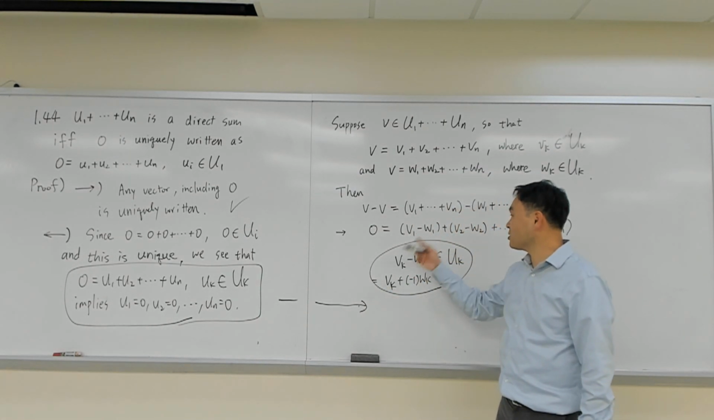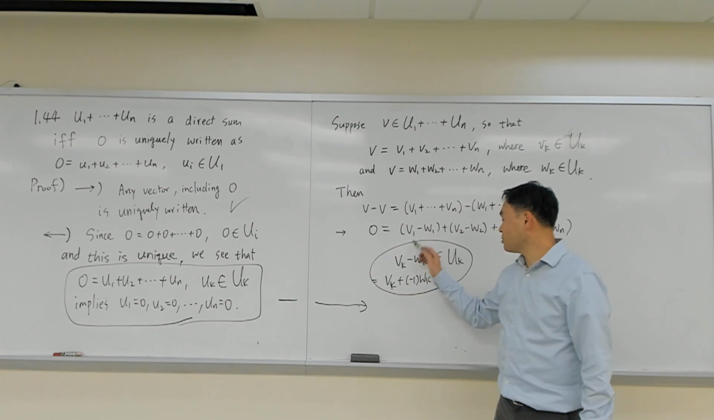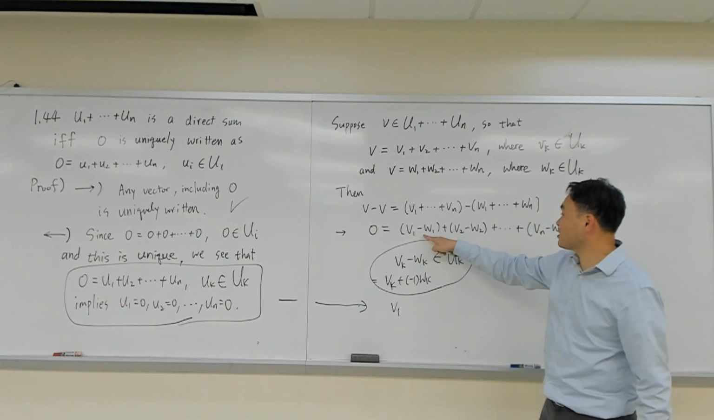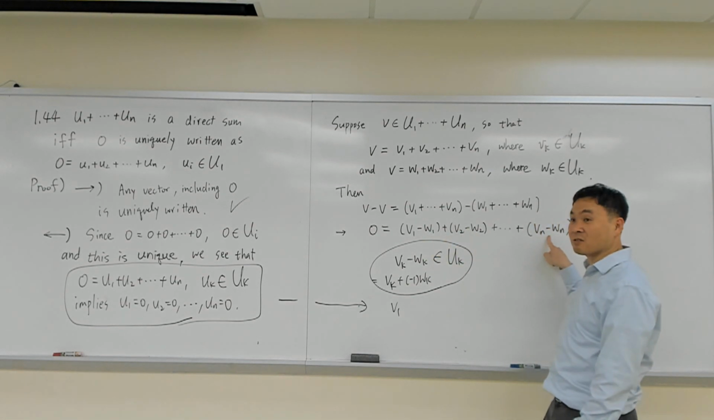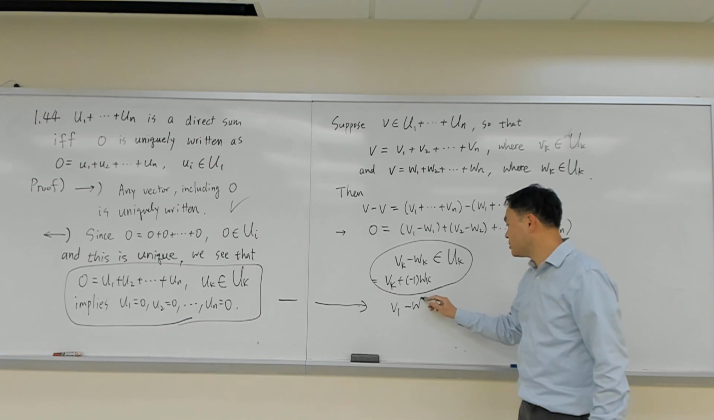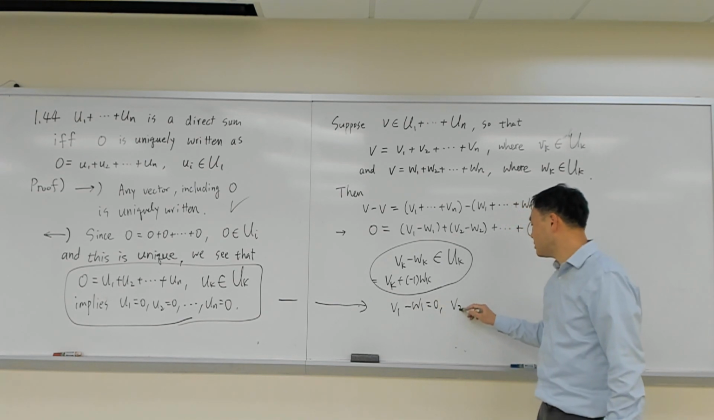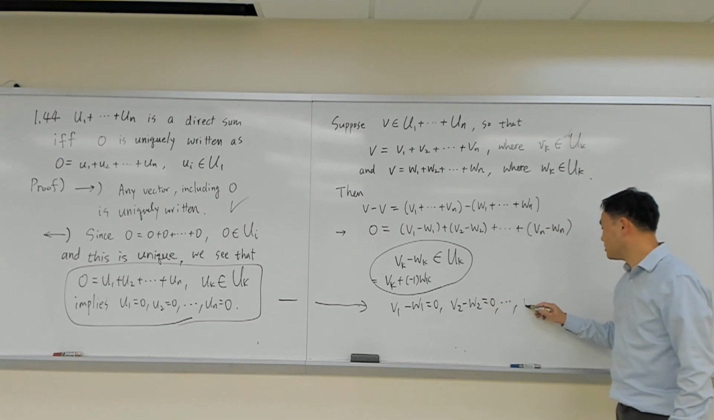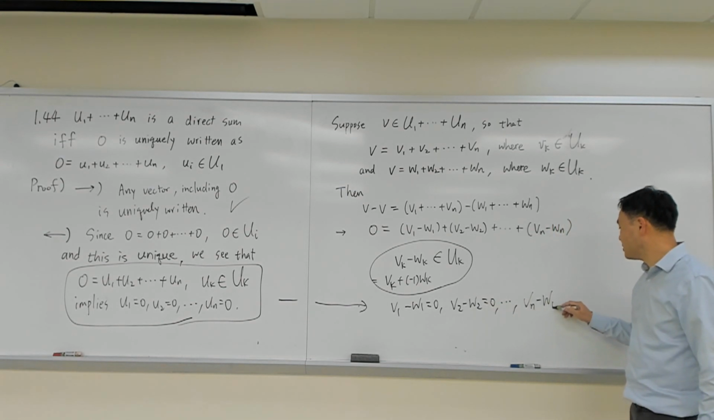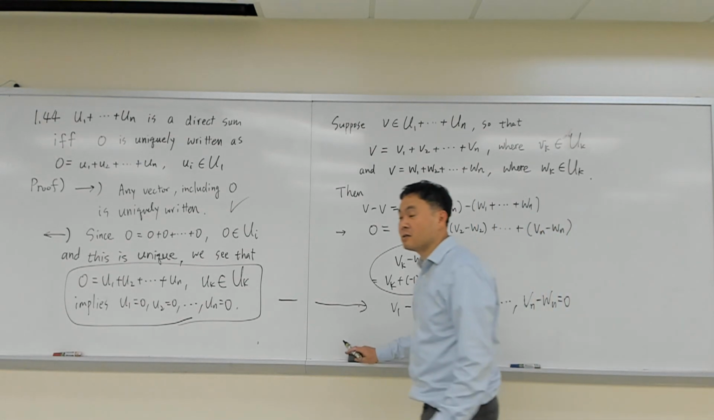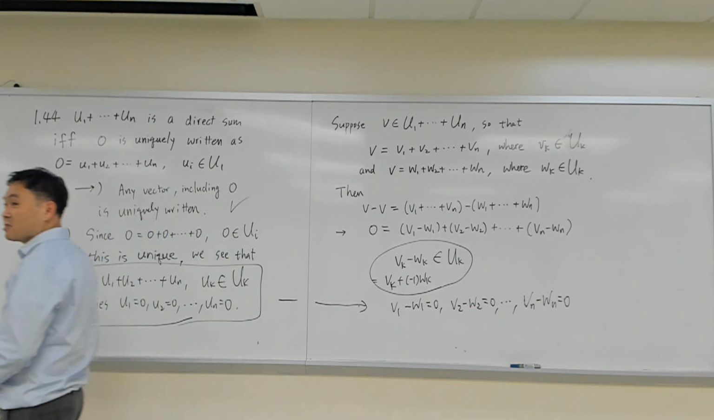And the conclusion is that V1, so we're applying this theorem with U1 being this guy, U2 being this guy, and Un being this guy. What's your conclusion? Each one of these must be 0. So that's the proof.